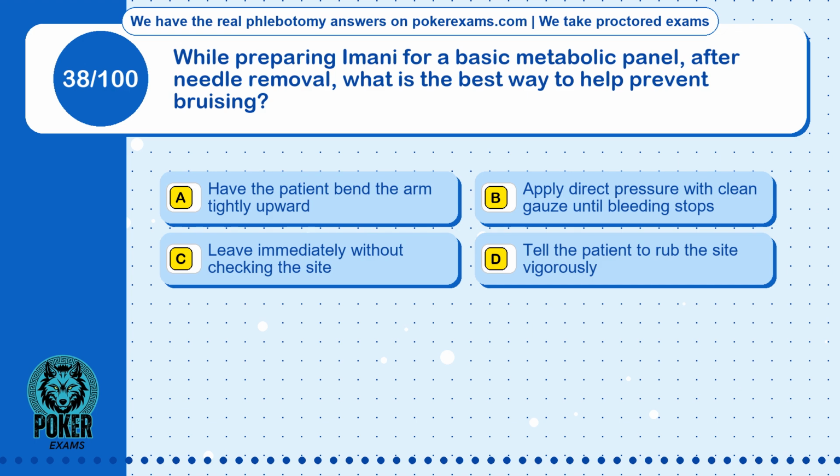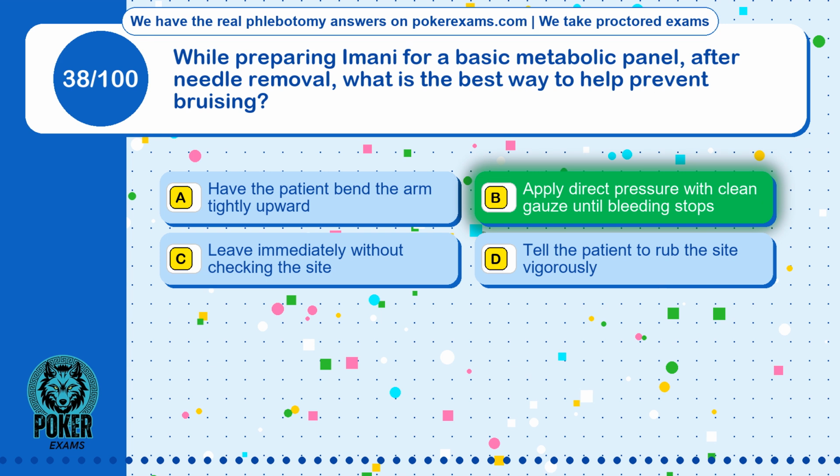Question 38. While preparing Imani for a basic metabolic panel, after needle removal, what is the best way to help prevent bruising? Option A. Have the patient bend the arm tightly upward. Option B. Apply direct pressure with clean gauze until bleeding stops. Option C. Leave immediately without checking the site. Option D. Tell the patient to rub the site vigorously.